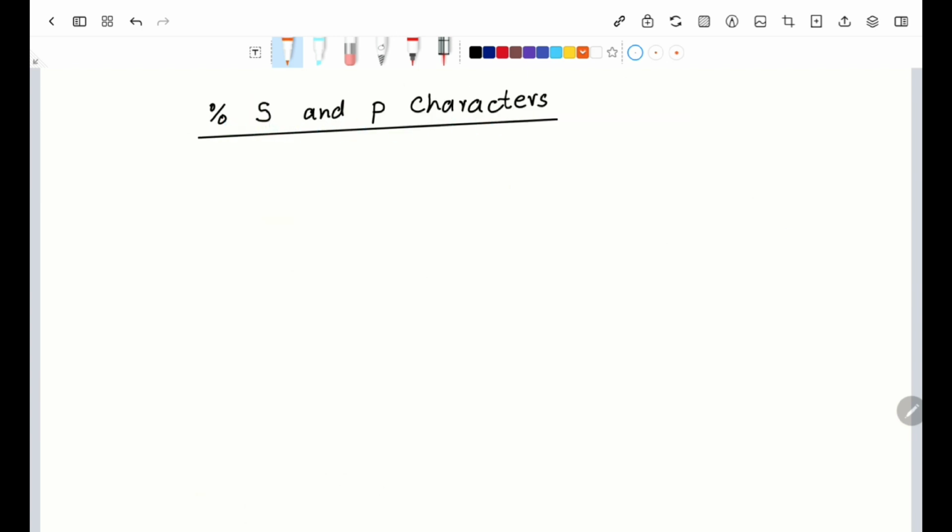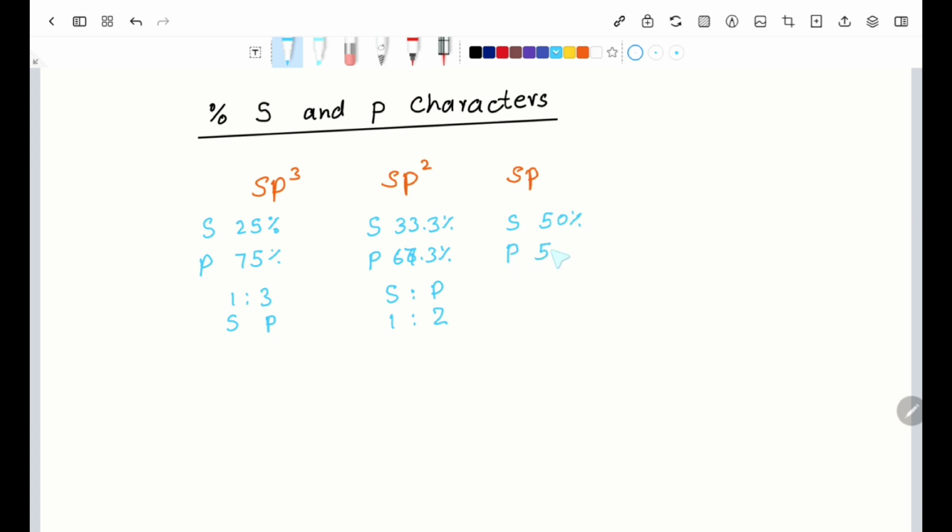S character and P character percentage: sp3 orbital, sp2 orbital, and sp orbital. In sp3, S character is 25% and P character is 75% because the ratio of S to P is 1:3. In sp2, S is 33.3% and P character is 66.7%. Here, the S to P ratio is 1:2. In sp, we can find that S is 50%, P is 50% because they are mixing in a 1:1 ratio. This percentage will help us in finding the lengths of the bond, the strengths of the bond, as well as the acidity and other types of reactivities.